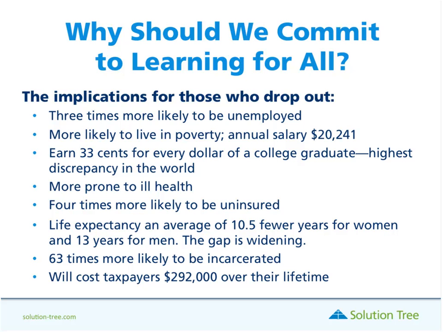They're going to be more prone to ill health, less likely to be insured. This is a startling statistic: there is a direct correlation between years of education and life expectancy. A woman who drops out of high school is going to live 10.5 fewer years than a woman who graduates from college, and for men, it's 13 years, and that gap is getting bigger, not smaller. And they're going to cost taxpayers almost $300,000 over their lifetime.